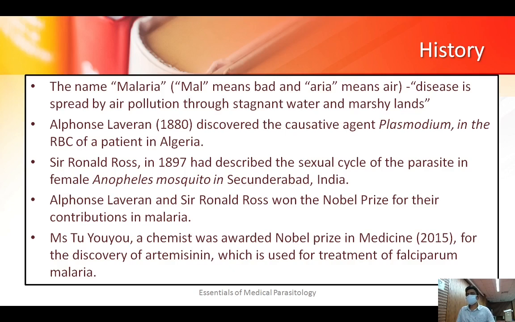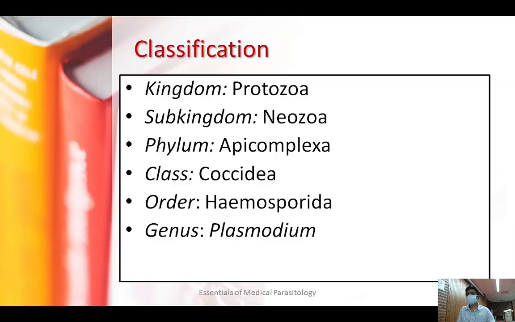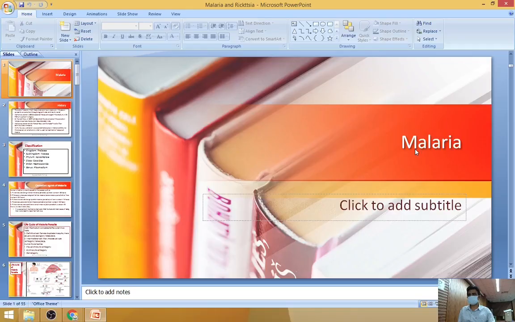The next part you don't need to know so much. This is the classification. It belongs to the kingdom Protozoa. Subkingdom is Neozoa. Phylum is Apicomplexa. It's called Apicomplexa because it has organelles present in the apex of the structure called the sporozoite. Those are called apical organelles. There is a complex of organelles present at the apical site, which is why they named it Apicomplexa.